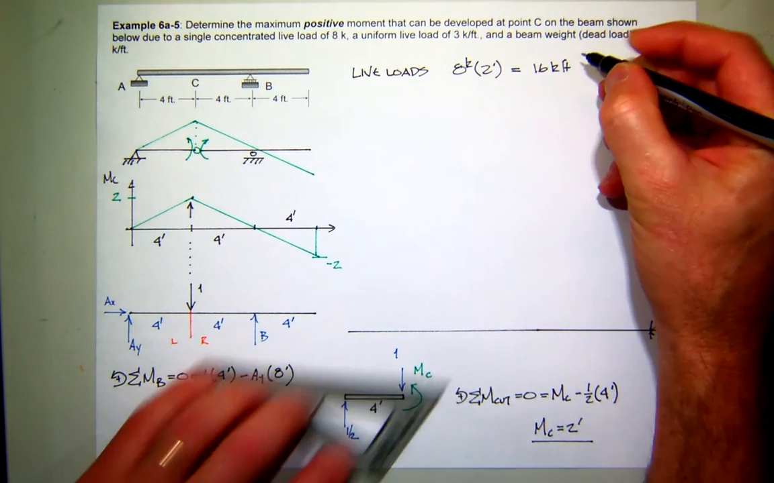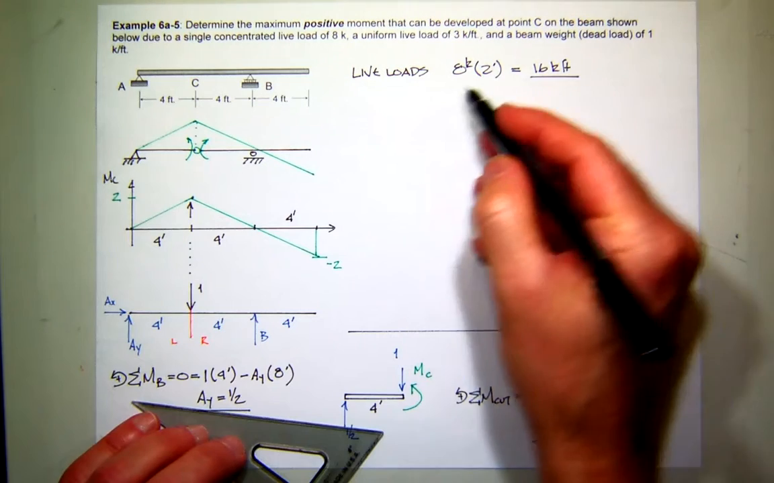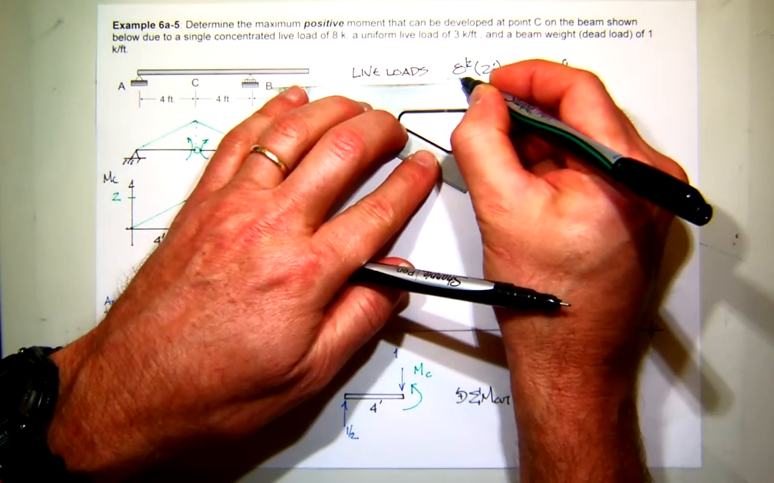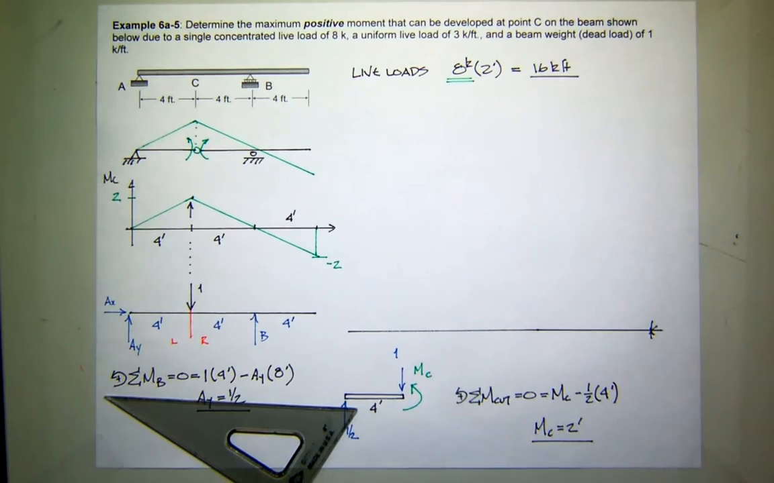That's the moment produced by the 8 kip load. Right? There it is, 8 kips. Now let's do the live uniform load.